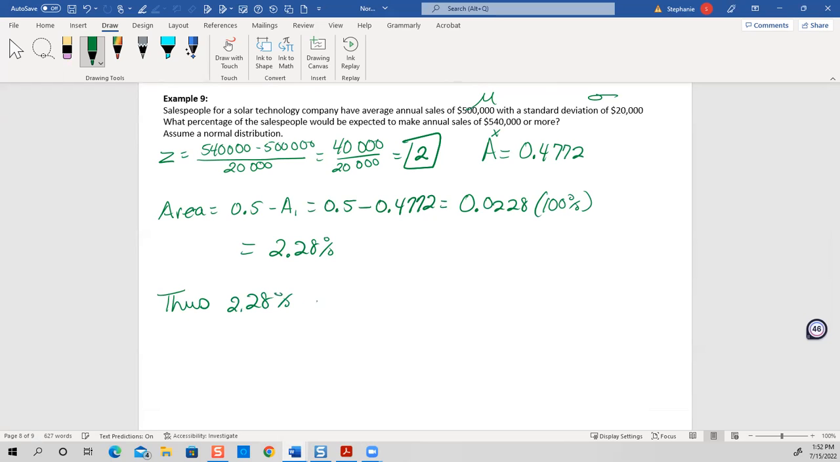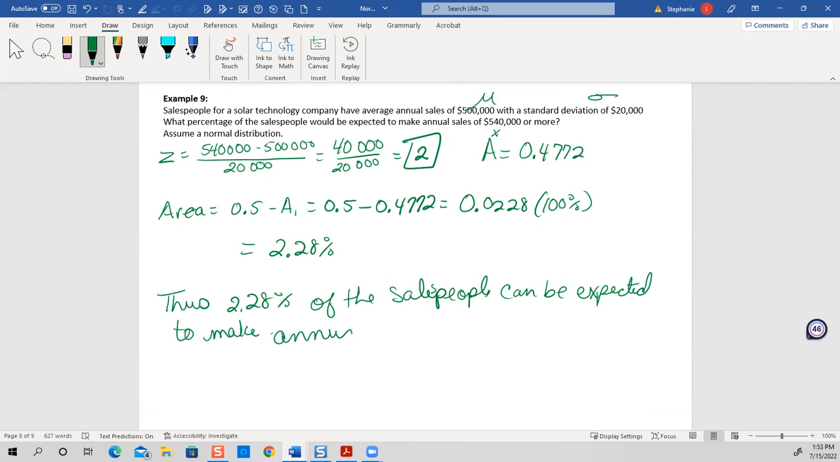2.28% of the salespeople, I believe there's an S here, can be expected to make annual sales of 500,000 or more.